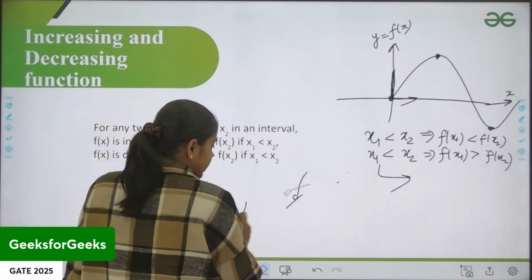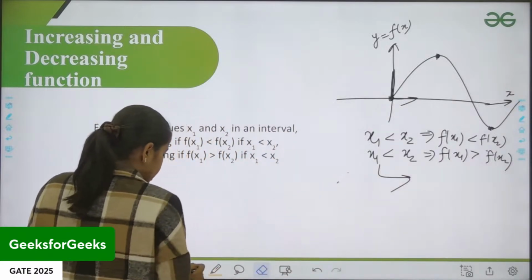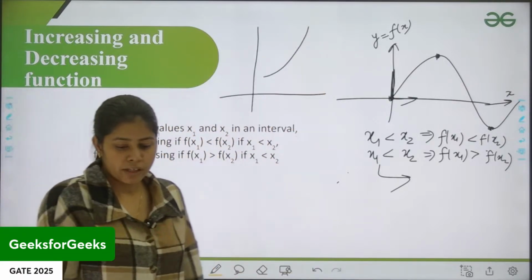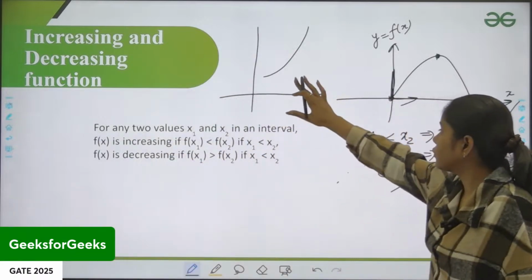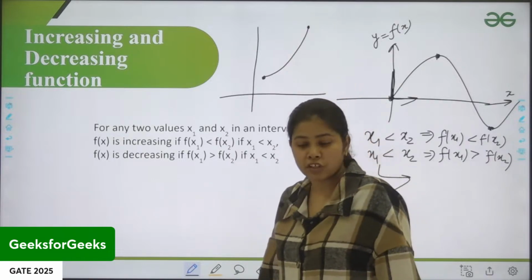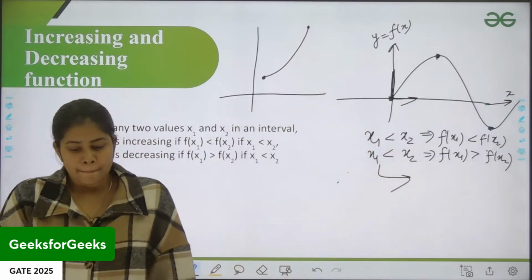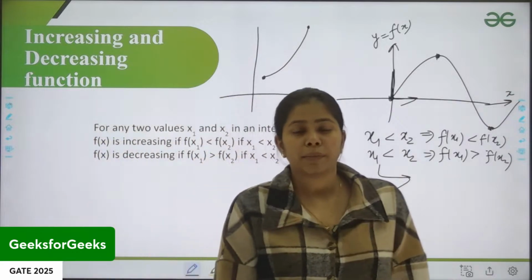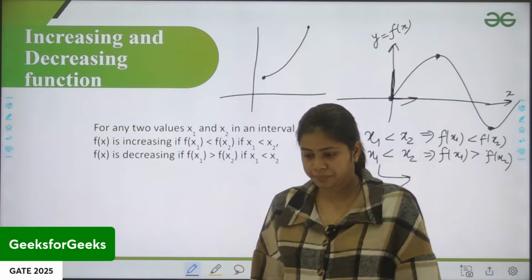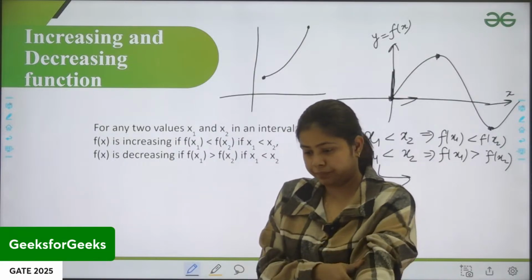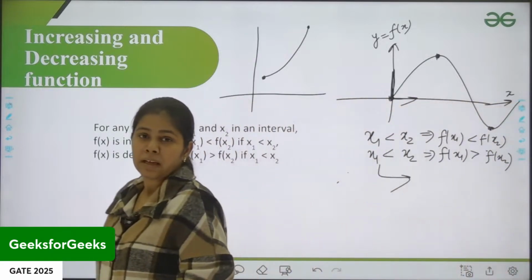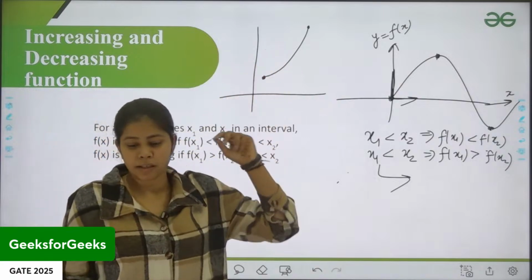Just let me know, guys, one thing: is this function increasing or decreasing? Let me give you one example. Just let me know whether this graph is increasing or decreasing. The image I have shown here, from this point to this point, I have this graph. Let me know in the chat section, is this function increasing or decreasing?